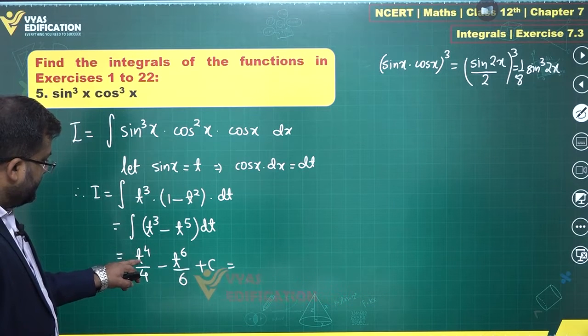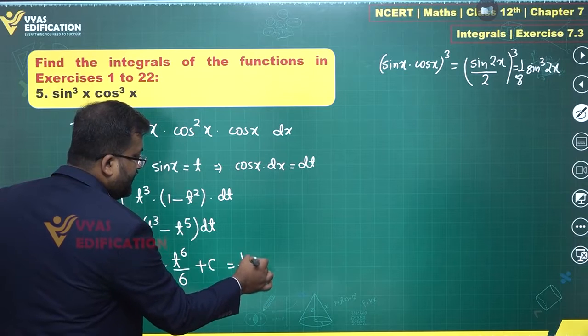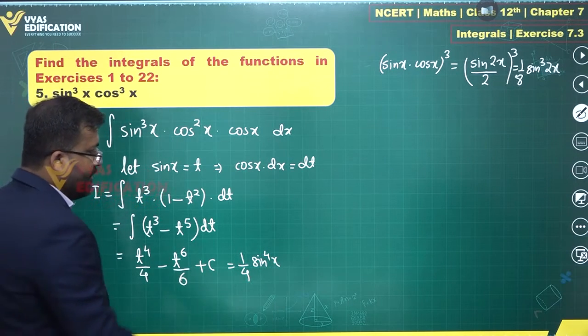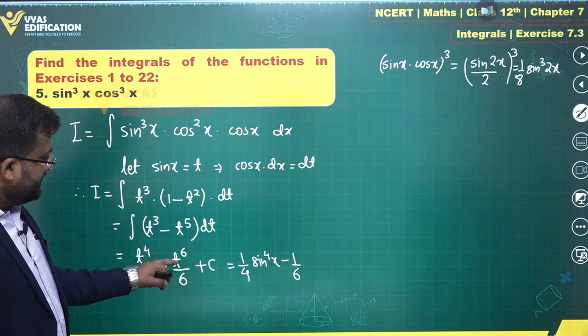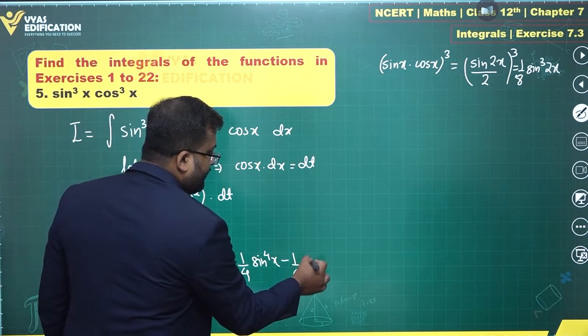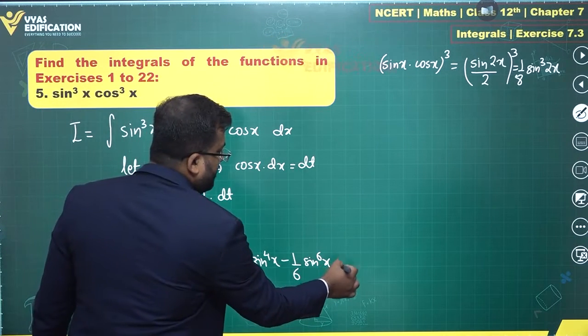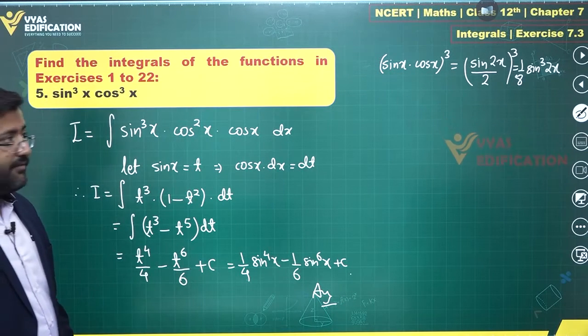Now what is this? This t is actually sin x. So this is 1 by 4 sin power 4x, minus 1 by 6 sin power 6x, plus a constant of integration. This is what I get, and that is my required answer for this question.